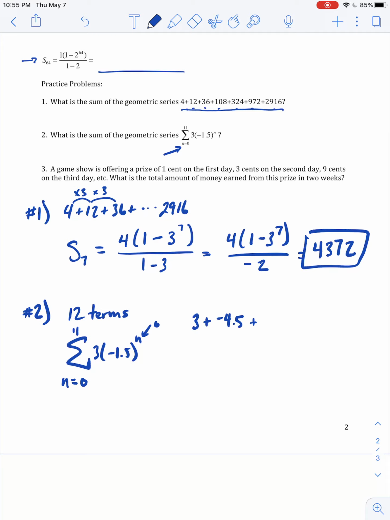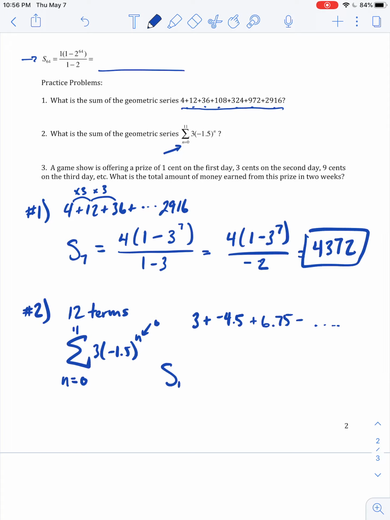So this time my common ratio is a negative number, negative 1.5. What that means is that as I do this, it's going to alternate between positive and negative. But that is totally fine. There's nothing wrong with it alternating between positive and negative, right? So 1.5 squared is 2.25, and then times 3 would be 6.75. And so my next term will be negative, etc.